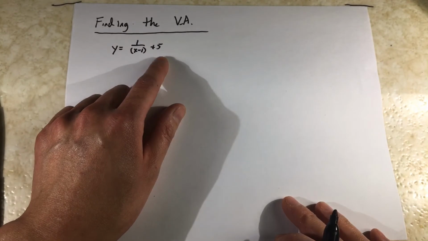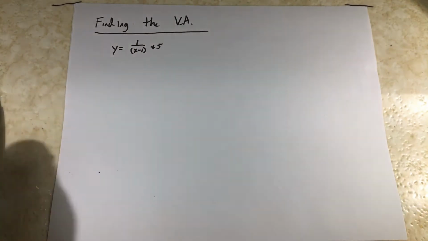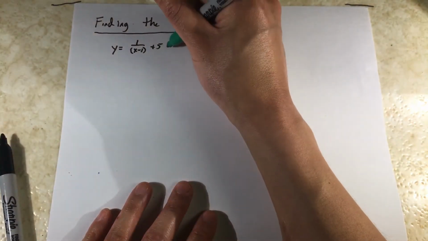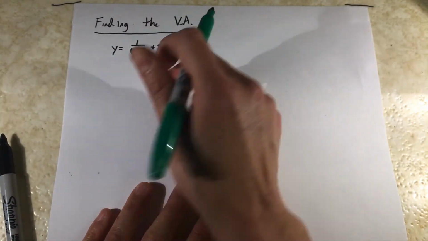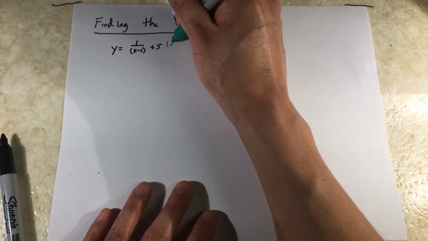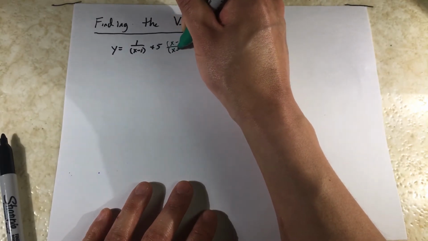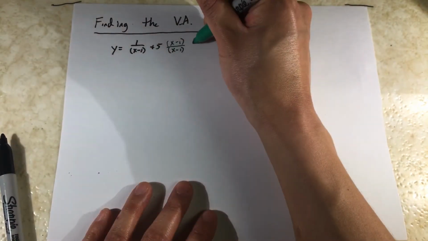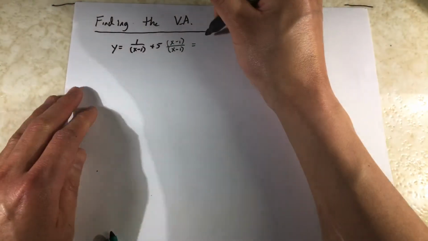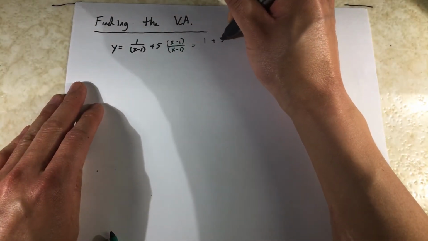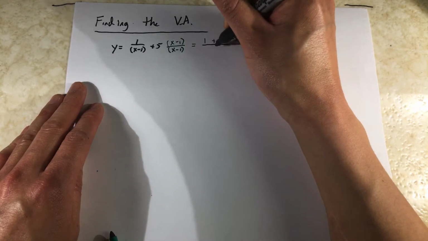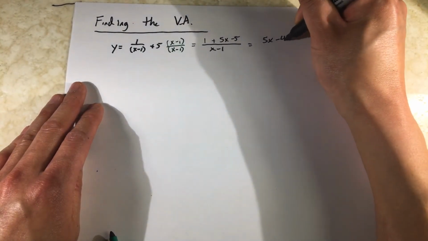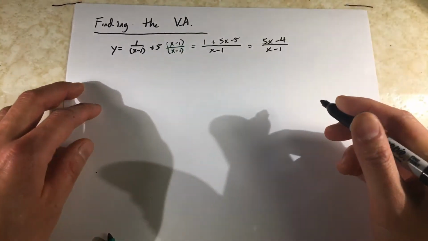So if I took this equation, one of the things I could do is try to combine these two terms by having a common denominator, and then it wouldn't be in this pattern that you could easily identify. I would multiply the second term by x minus 1 over x minus 1, with the goal of having a common denominator. And what I'd get is 1 plus 5x minus 5 over x minus 1. And this would be 5x minus 4 over x minus 1. So let's say you were given this function.